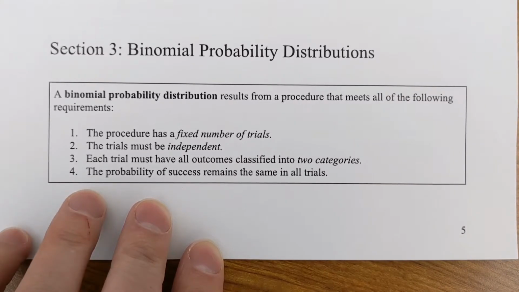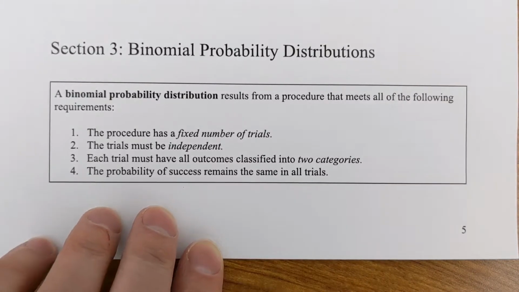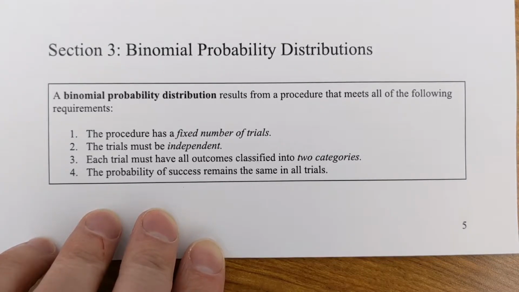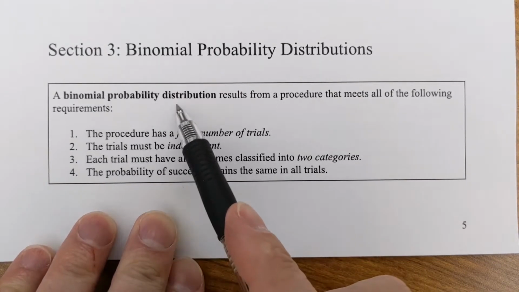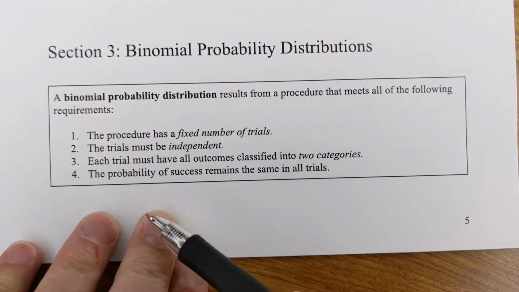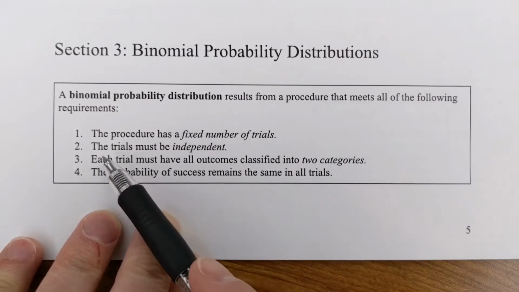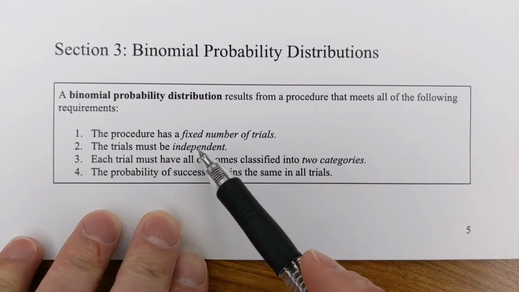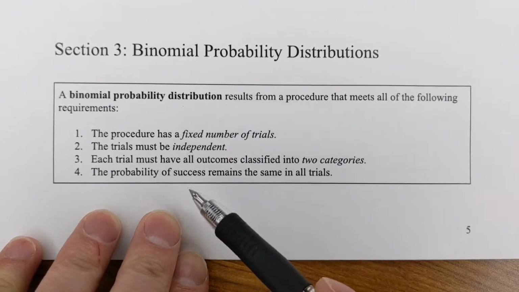Okay, so here are the notes for section 3, binomial probability distributions. A binomial probability distribution results from a procedure that meets the following requirements. The procedure has a fixed number of trials, so you don't go on forever. Trials must be independent, meaning the result of one does not affect the result of the next.